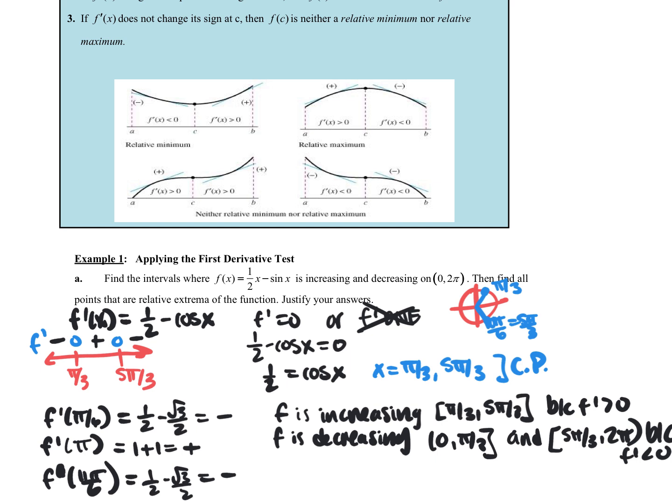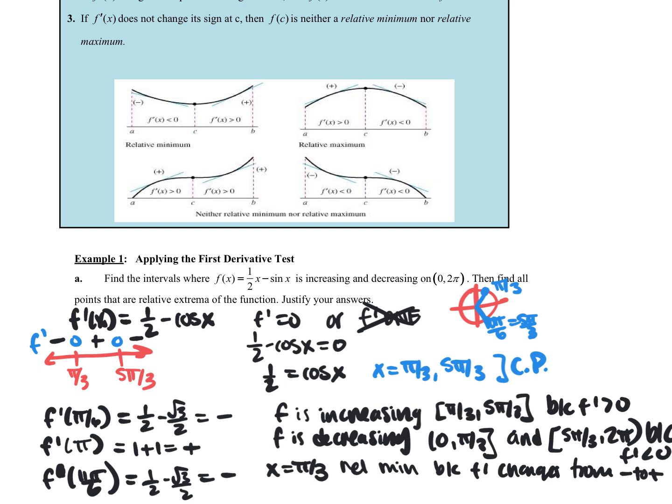But that also tells us about mins and maxes, right? So where do we have a min at? Which one? Min, you're going decreasing to increasing, right? So which one changes from negative to positive? Pi over 3. So x equals pi over 3 is a relative min because f prime changes from negative to positive.